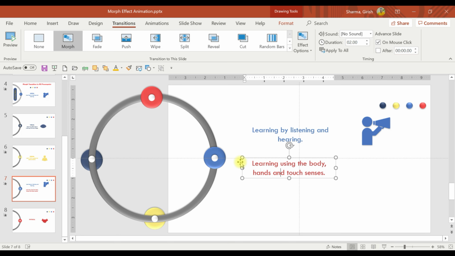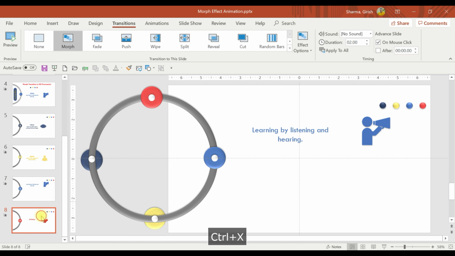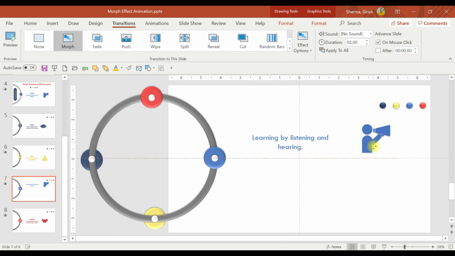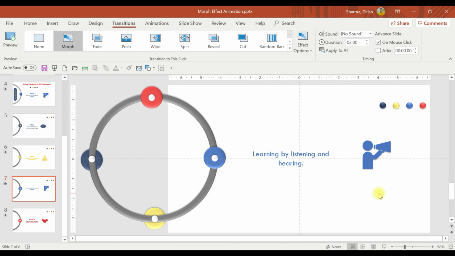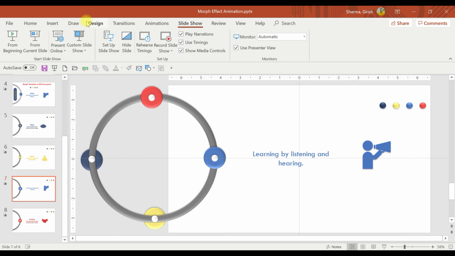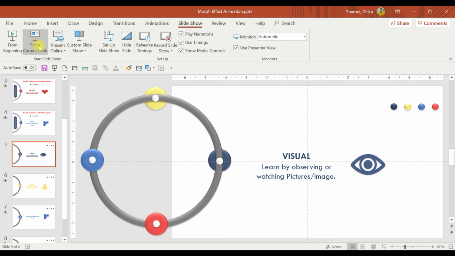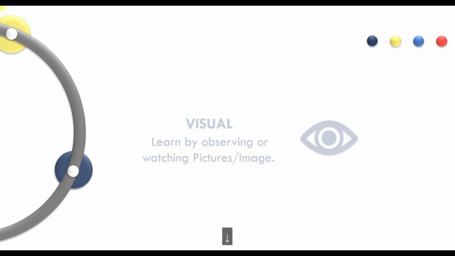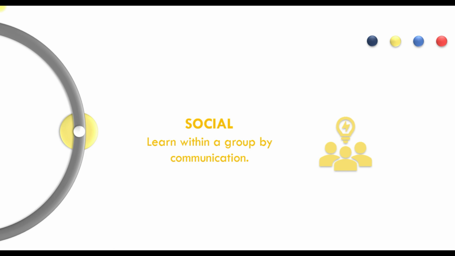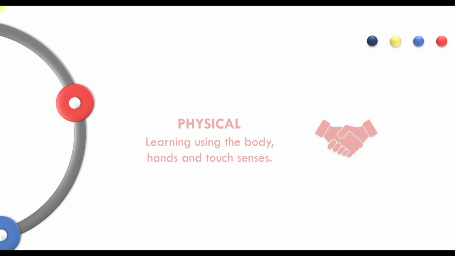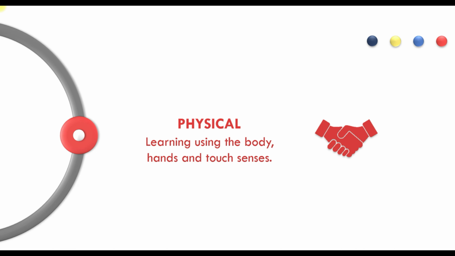We can take this, and paste it here. That seems perfect now, and it's ready. If we want to show it, we'll go to Slideshow, and start from current slide, and this is the way we were looking for. So that seems perfect.